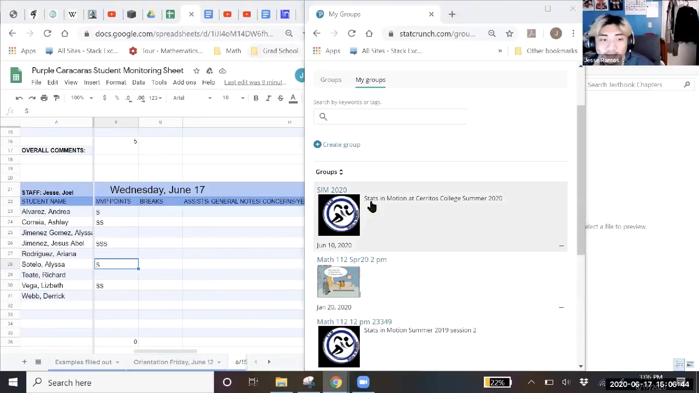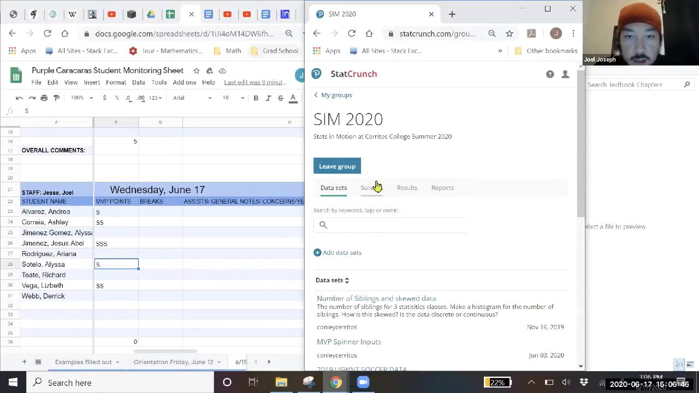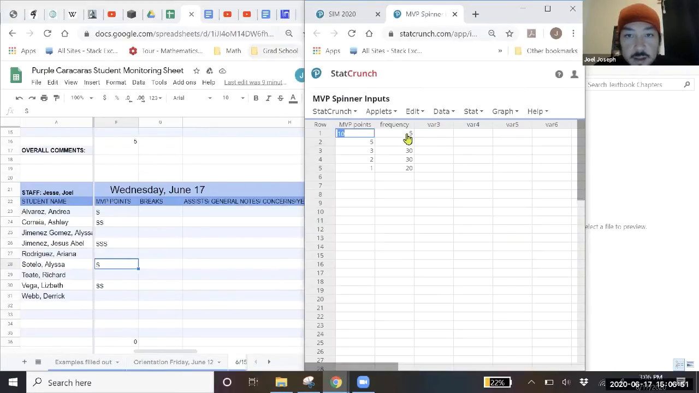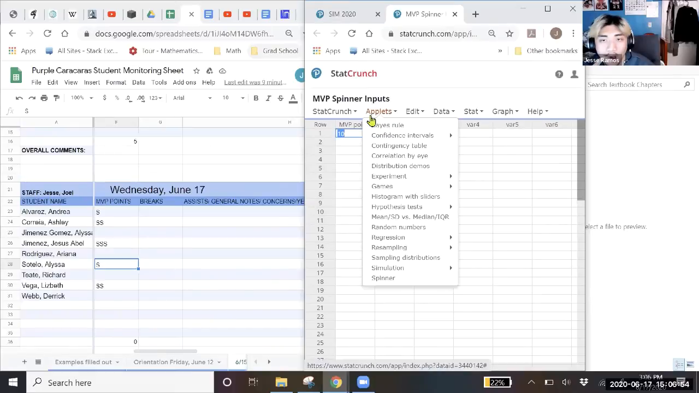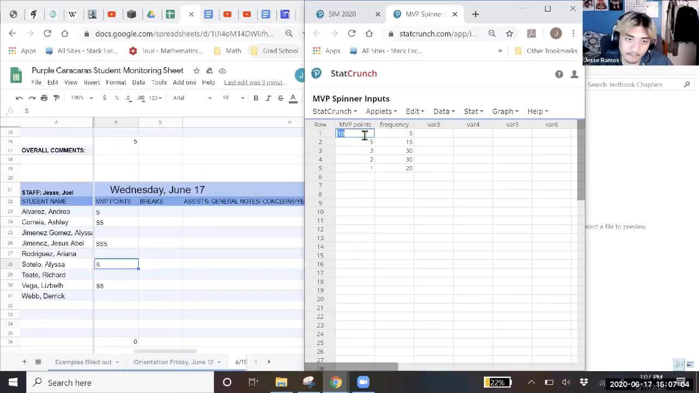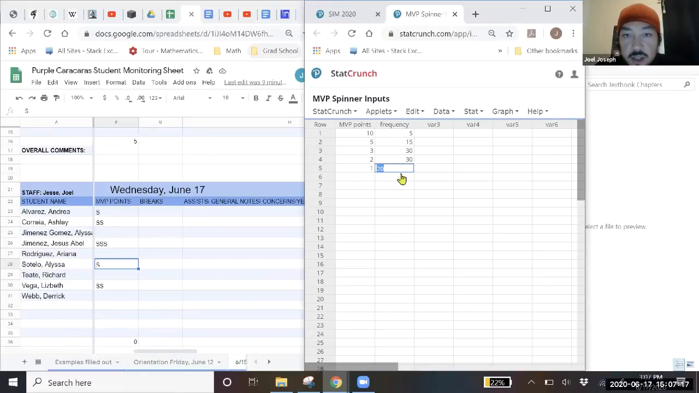Okay, so I go to sim. I go to spinner inputs, and you guys will actually need to learn how to make a spinner yourselves. So we've already preset this just for the points we're going to play with. The way it works is the likelihood of getting 10 points is going to be small. So these frequencies, I think they add up to 100%. I could be wrong. Let's see. 5 and 15 is 20. 20 and 30 is 50. Yeah, do you see how all this adds up to 100?